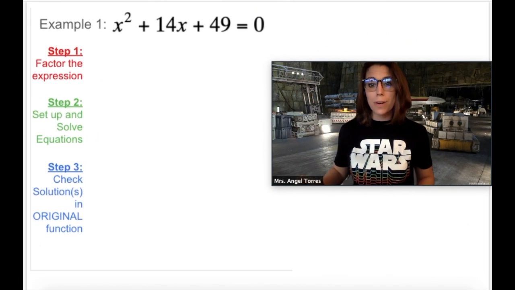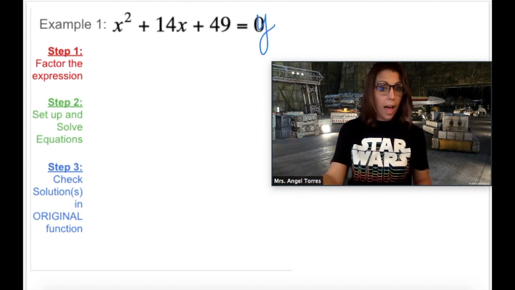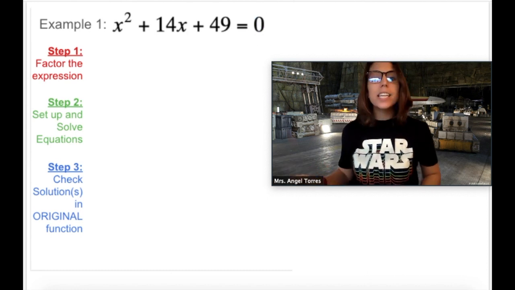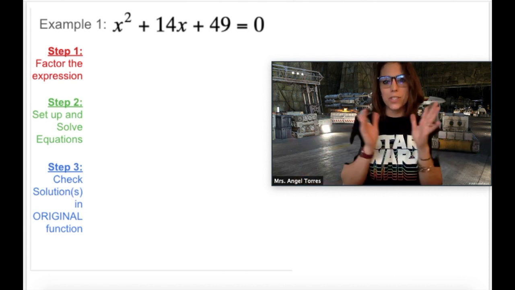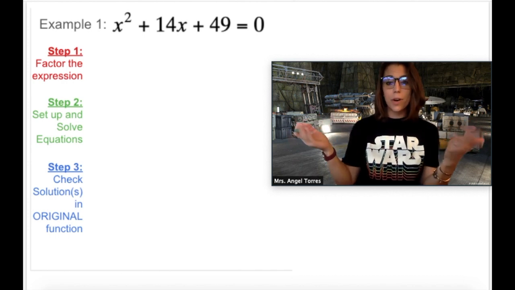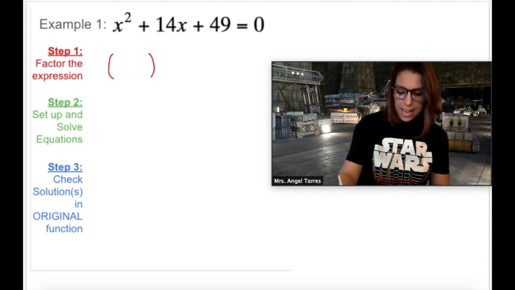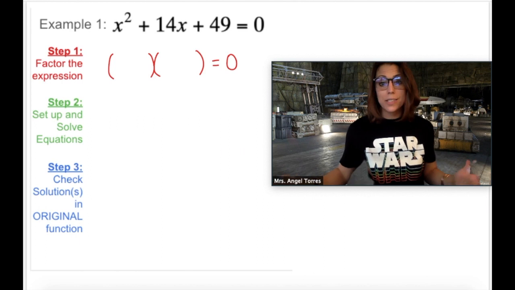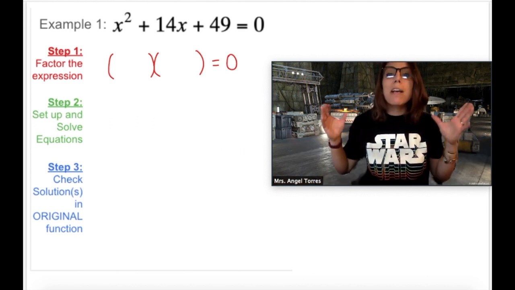So here we have a quadratic in standard form. And again, rather than being set equal to y, as it would be if you were graphing, it's already set equal to 0. So at this point, it's not as simple as just looking and seeing what values of x it has to be to make it a 0. We need to get this into a product of two binomials, get it into intercept form, and from there, we can apply our zero product property. Well, how do we do that? We do that by factoring.